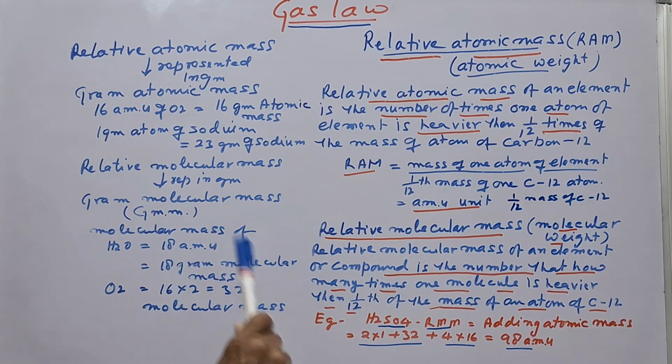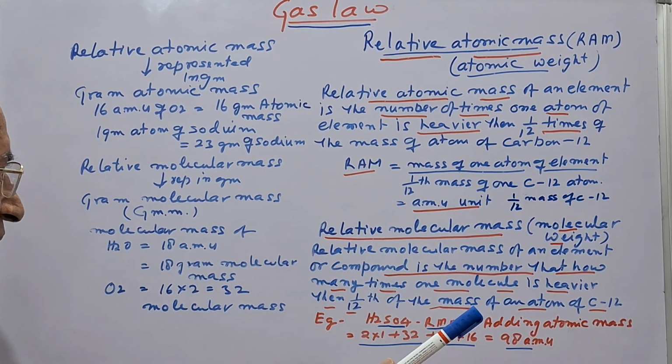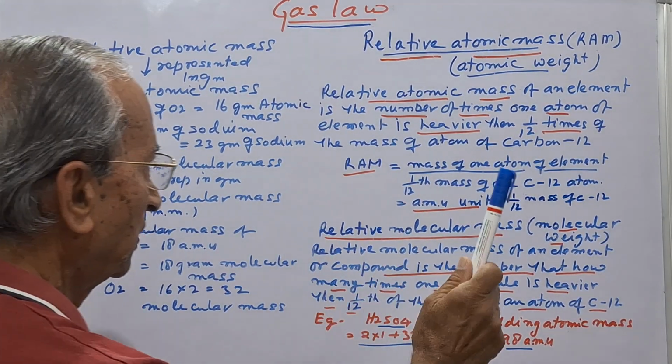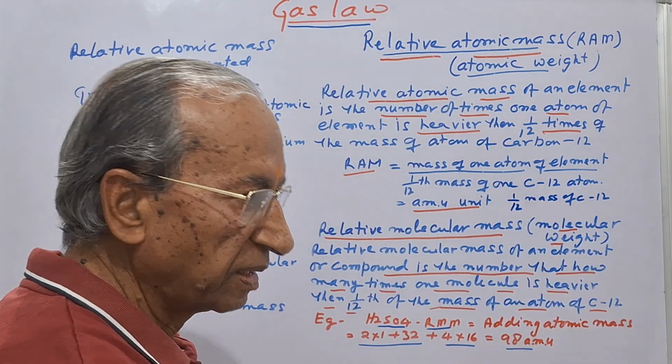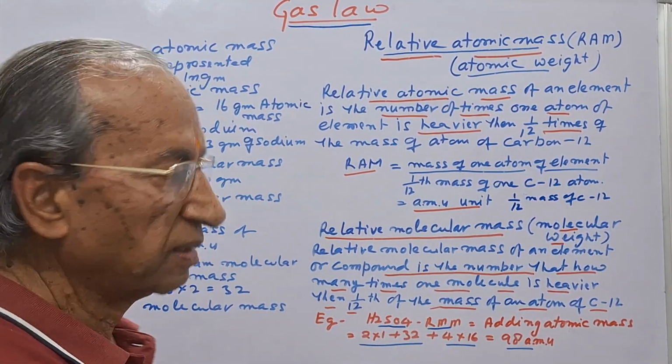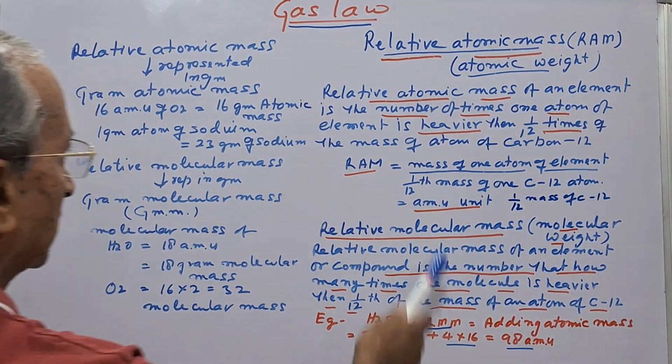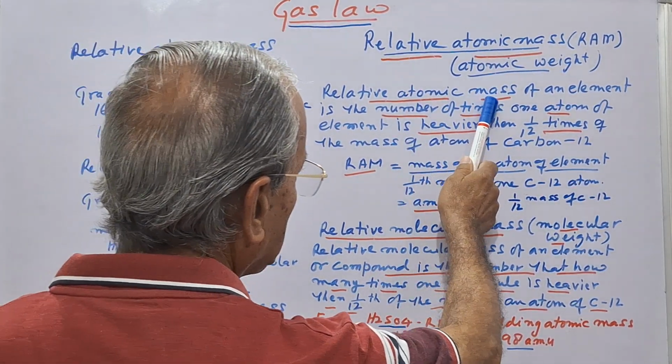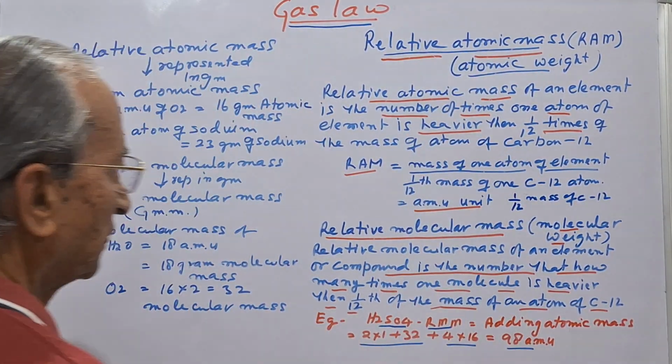So relative atomic mass is how many times an atom is heavier than 1/12 of carbon 12. That is known as the relative atomic mass of an element.